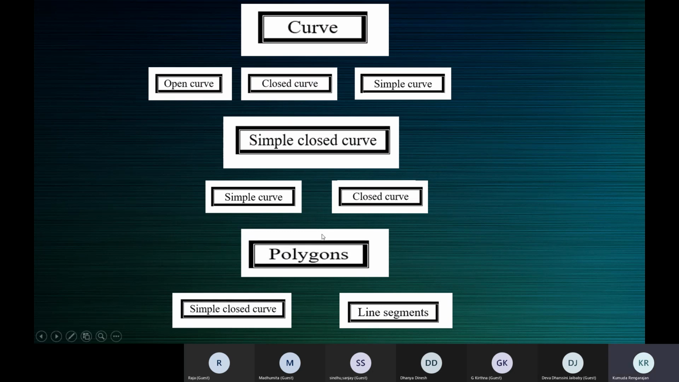A polygon is a simple closed curve made up of only line segments.